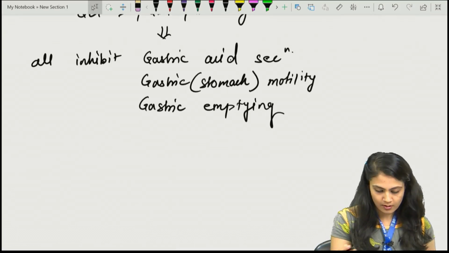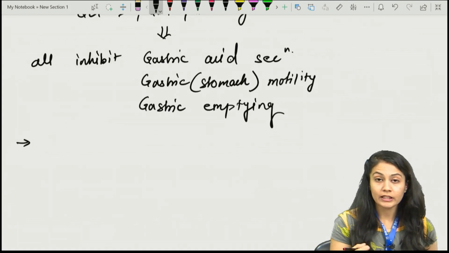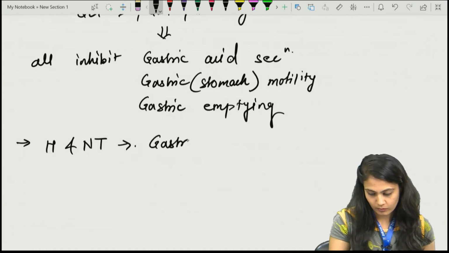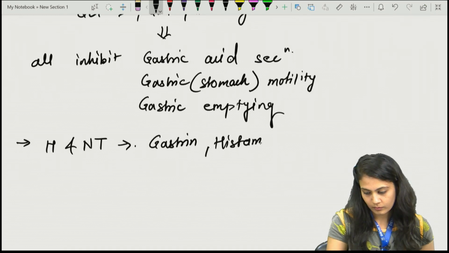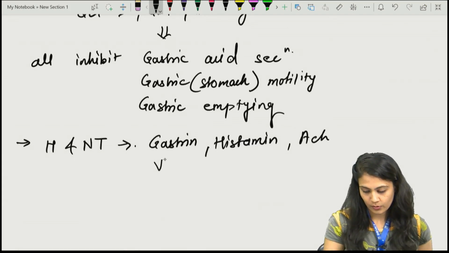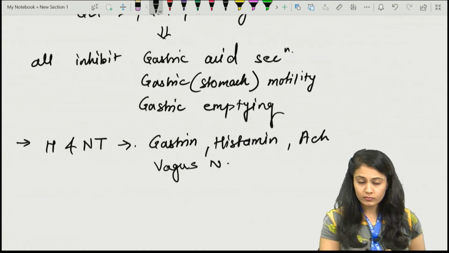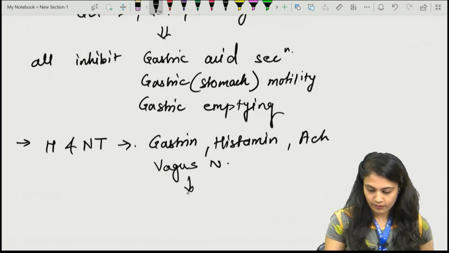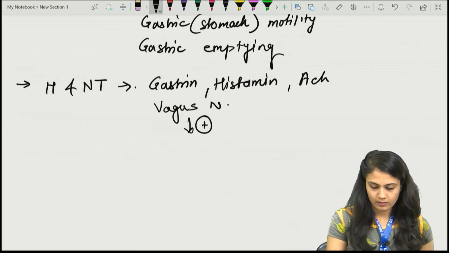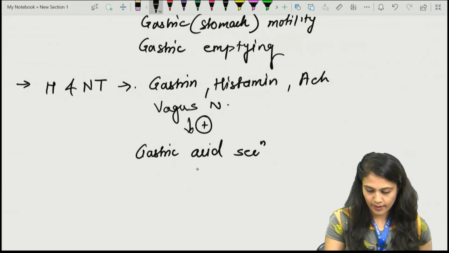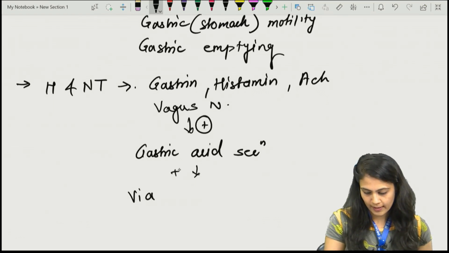Who are the stimulants? Other hormones and neurotransmitters, for example gastrin, histamine, ACh, that is your acetylcholine, along with the vagus nerve. They stimulate the gastric acid secretion with the help of the hydrogen potassium pump. So we can write that they all stimulate gastric acid secretion. How? By stimulating the hydrogen potassium pump.